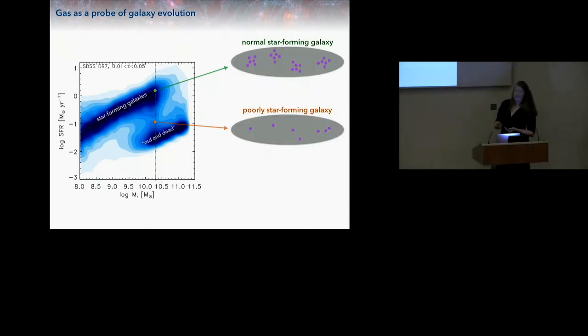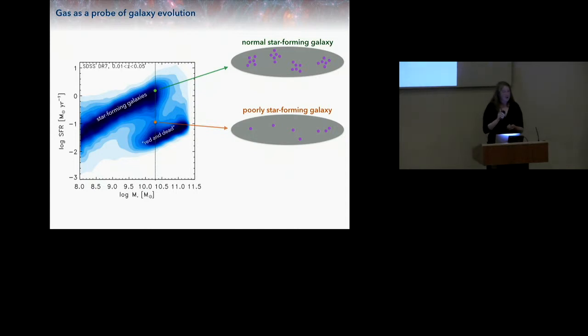So I'm going to replace the actual pictures with these cartoons. Our normal star-forming galaxies, the gray represents the mass, the stars in the galaxy, and the purple are the newly formed stars, right? So these two galaxies have the same mass. This one forms a lot of stars, this one very little. Now, if that's all the information I have, it's actually very difficult to explain why that might be the case, right?